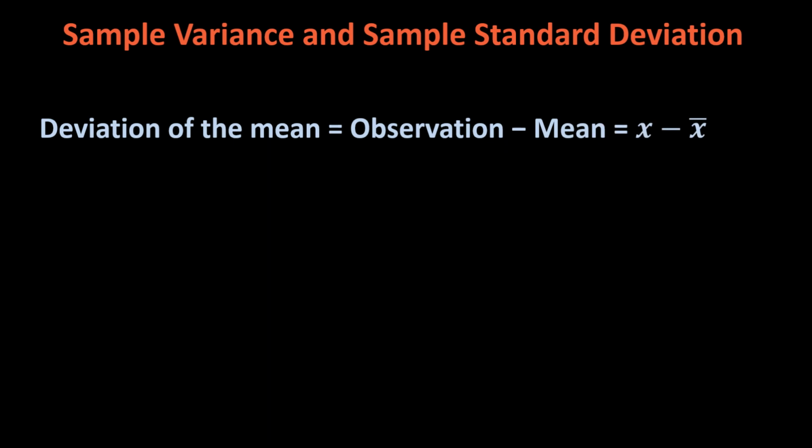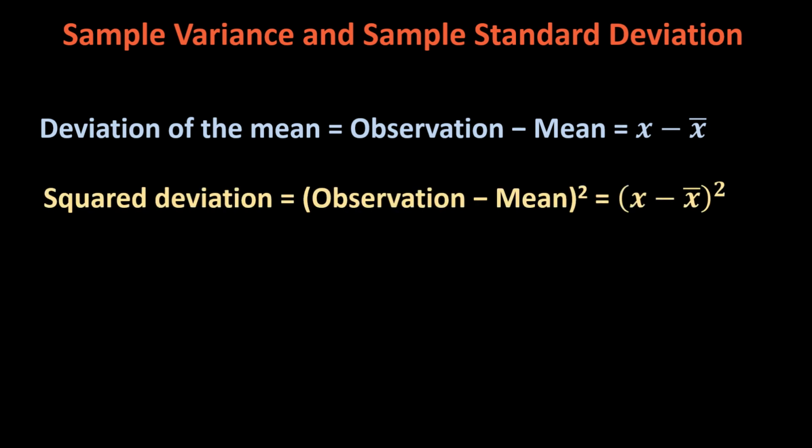Now let me explain sample variance and sample standard deviation. Before I go to the sample variance, let me explain some definitions. First, deviation from the mean. That is observation minus mean. That means x minus x bar. So next is square deviation. We know the deviation from the mean, then we take the second power of that.